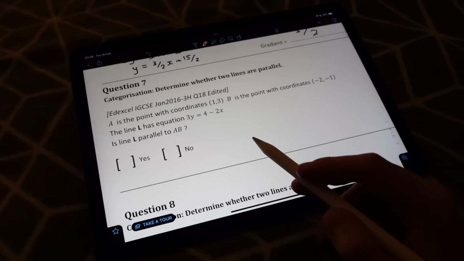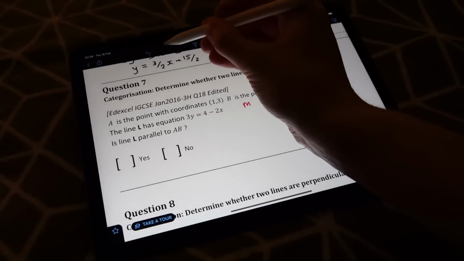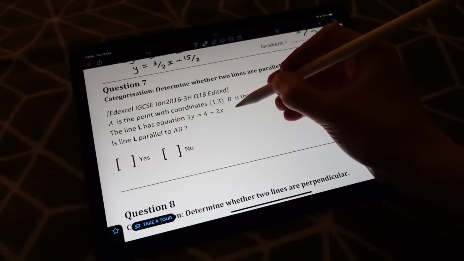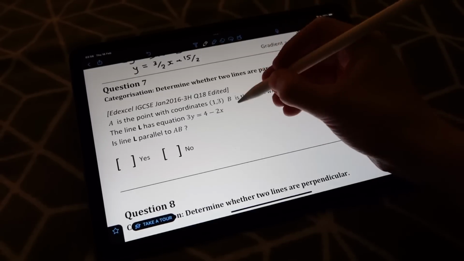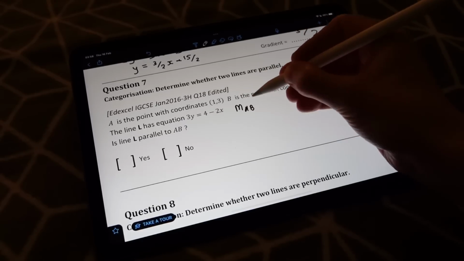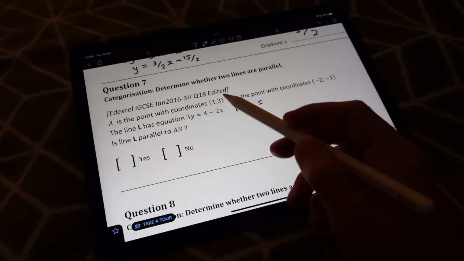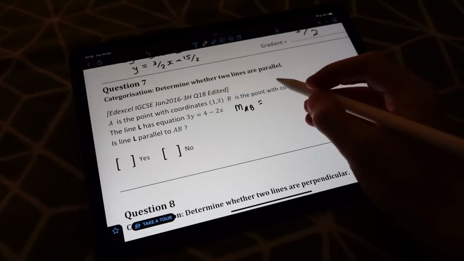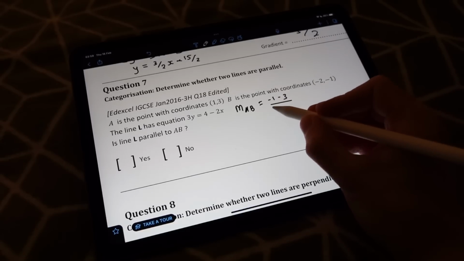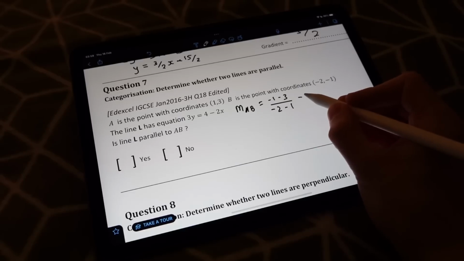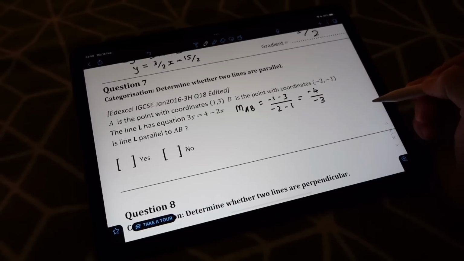So let's work out the gradient of the first line, the line AB. Let's go back to black. I'll write this like this, AB. The gradient of AB is equal to, now again, we've got our formula, y2 take y1. I'm just going to assume we know it by now, so negative 1 subtract 3 divided by negative 2 subtract 1, which is equal to negative 4 divided by negative 3.